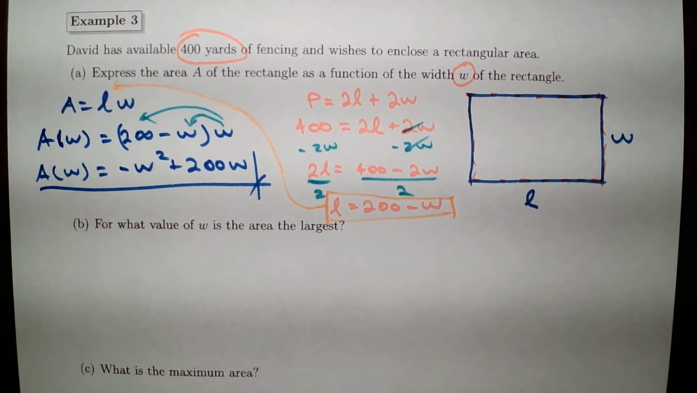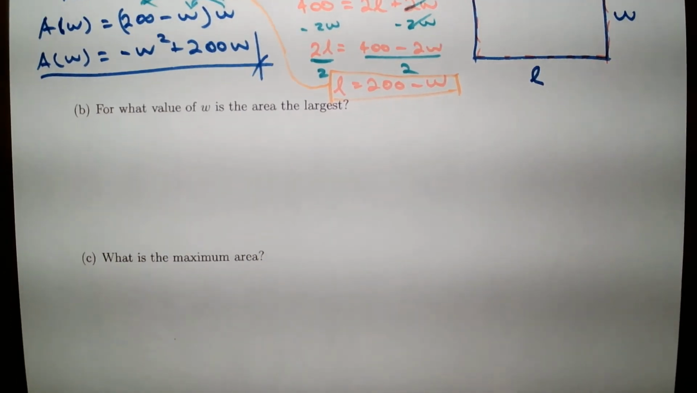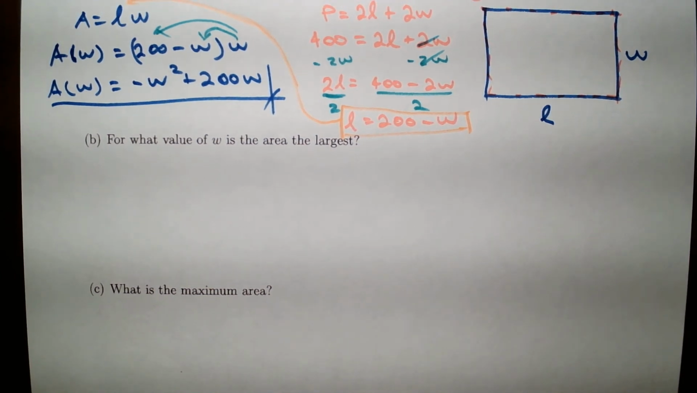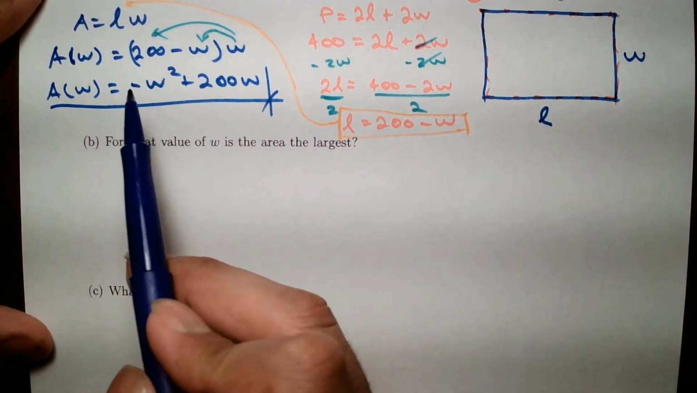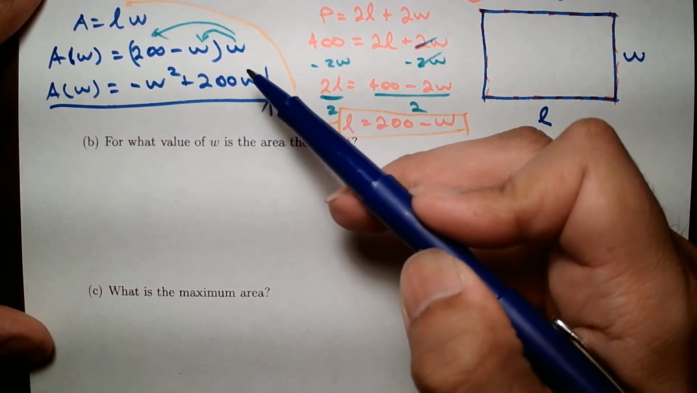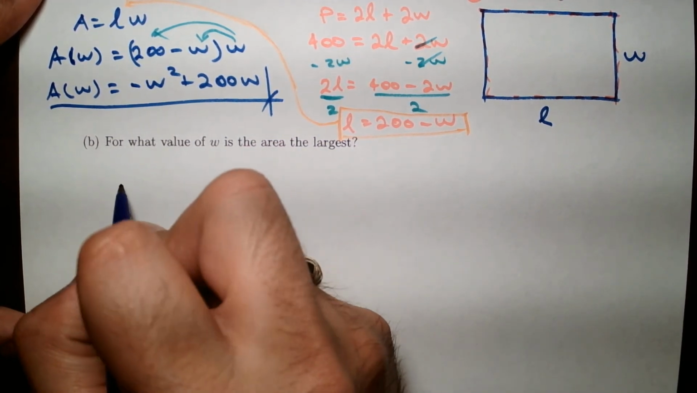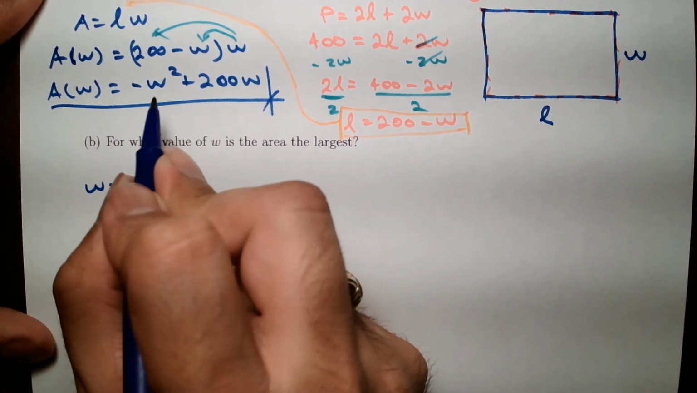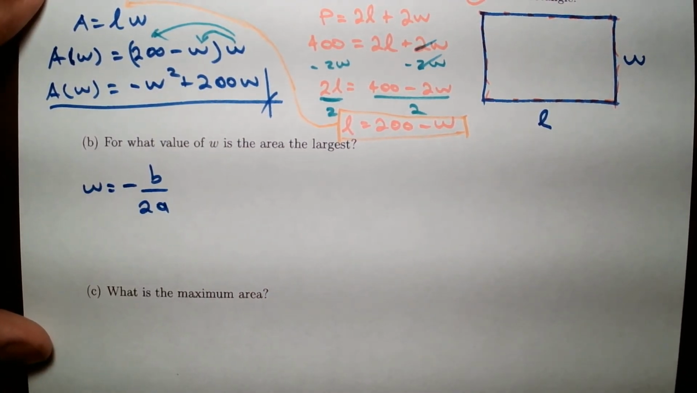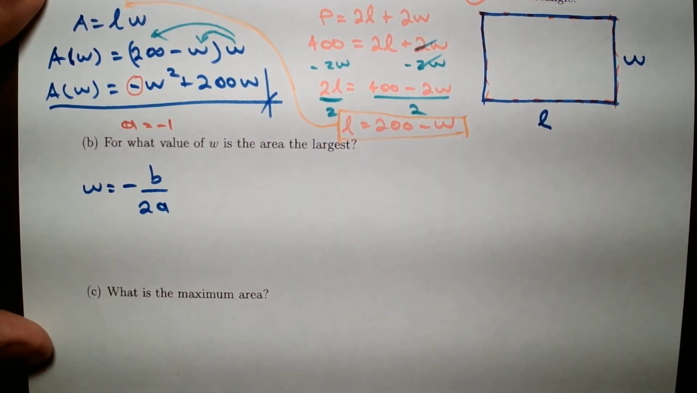of this third example. Okay, so for what value of W is the area the largest, and then what's the maximum area? All right, well, this is going to lead us again to a vertex formula. Well, looking at this function again, it has a negative leading term. That means it's a parabola opening down, giving us a maximum. So all we're doing right now is checking. So minus b over 2a. In this case, well, W, not x, because the variable is W.